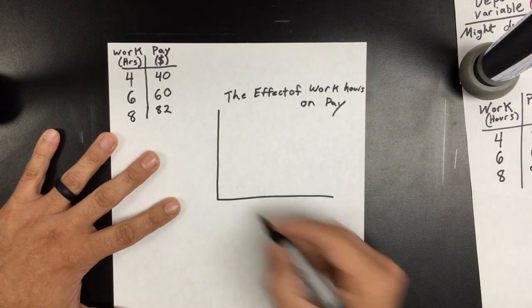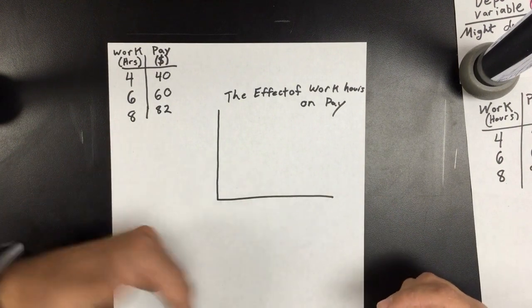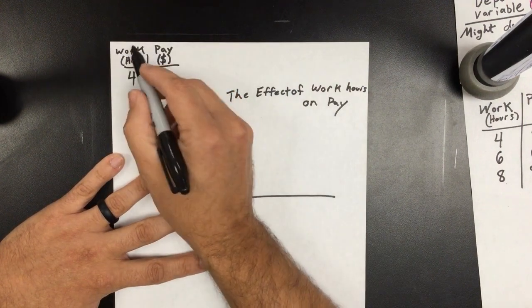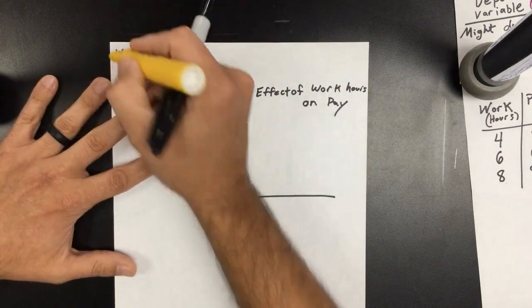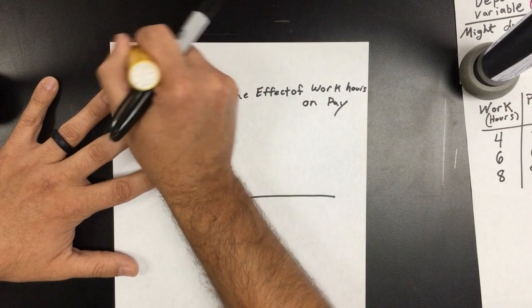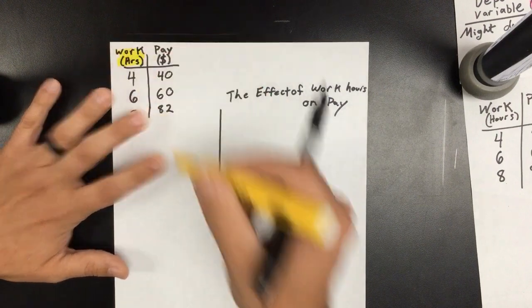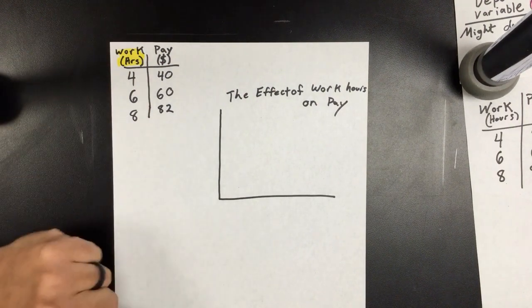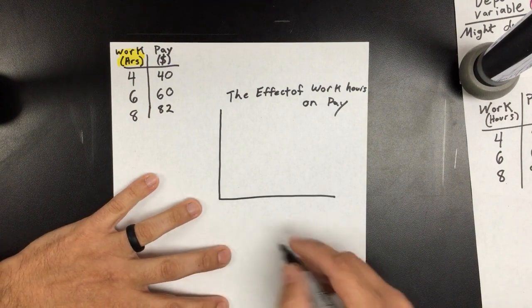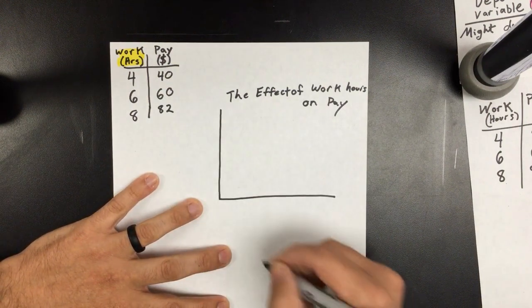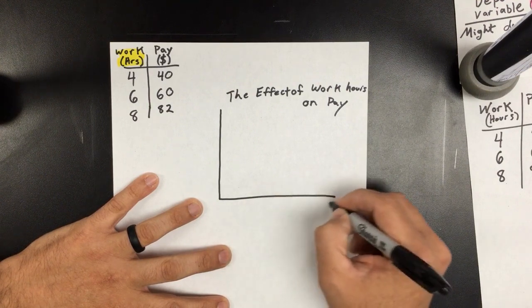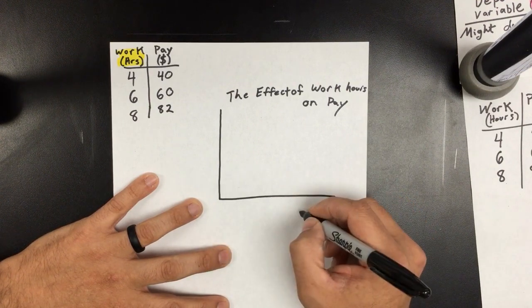Now I need to label. I always do the x-axis next. So all I do is I remember that my IV is usually on the left, but I can also look, I have control over how many hours I work. Okay, so I controlled how many hours I worked each day. So I'm going to write work, and then I've got to make sure to put my units, which is hours. Leave a gap, we're going to have to write some numbers in here.